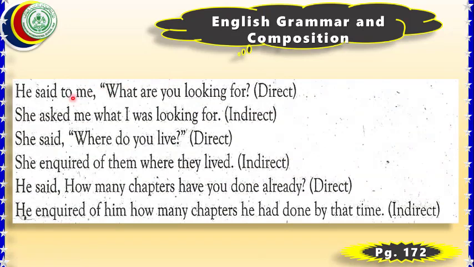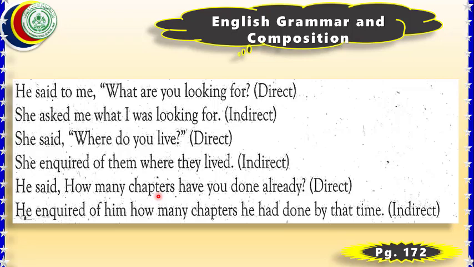Some more examples are here. He said to me, "What are you looking for?" He asked me what I was looking for. Again, this "you" will change into I. What will remain the same? We shall not change it. She said, "Where do you live?" She inquired of them where they lived. Here you can say, she asked where they lived. That will be correct also. In fact, we shall say the same thing by using our own words in indirect narration.